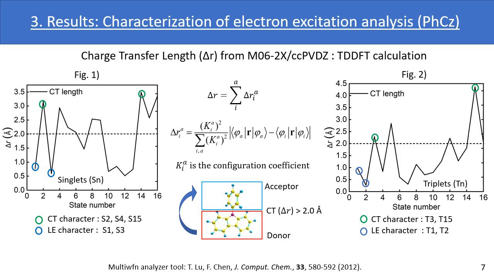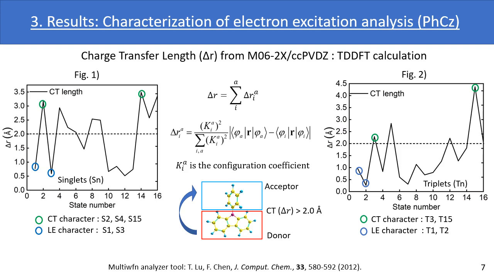Thus, for the singlets shown in figure 1a, we identify states 1 and 3 as the local excited states, and they are marked with solid blue, and states 2, 4 and 15 are marked as charge transfer states, which are marked with solid green.